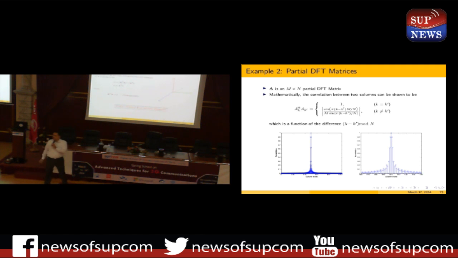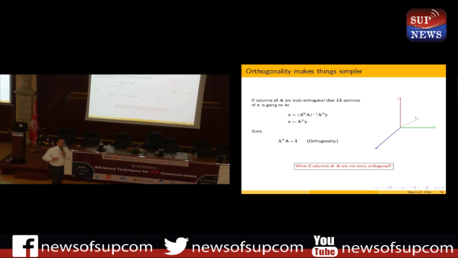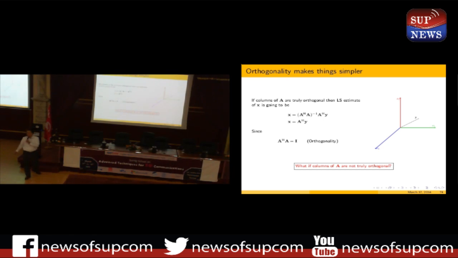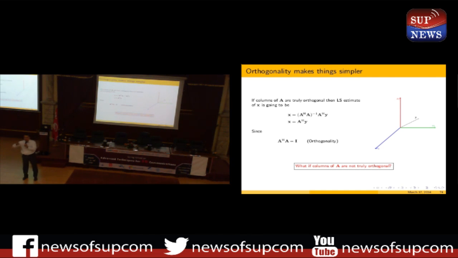Let's assume your sensing matrix is orthogonal, and I want to solve y equal to Ax. Solving it would be easy, right? Because if you do the least squares problem, it's (A Hermitian A) inverse times A Hermitian y. But A Hermitian A, if the columns are orthogonal, is going to be the identity. So basically, to find x, I need just to correlate A with y.